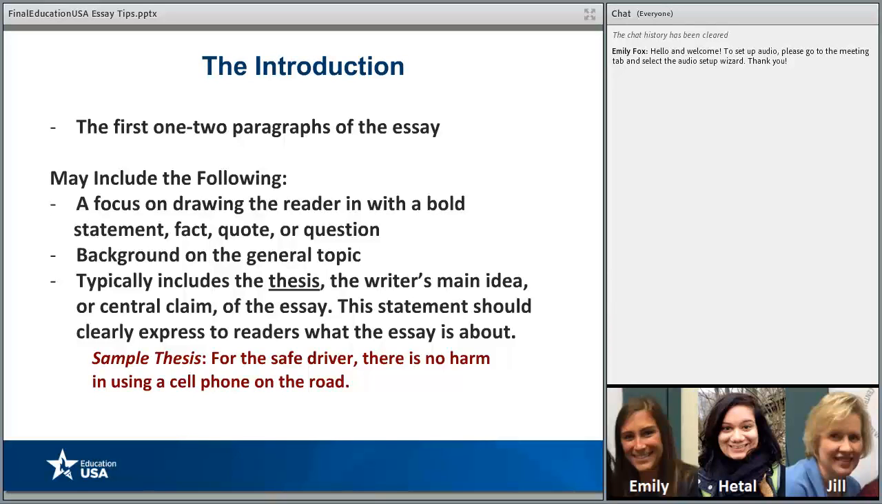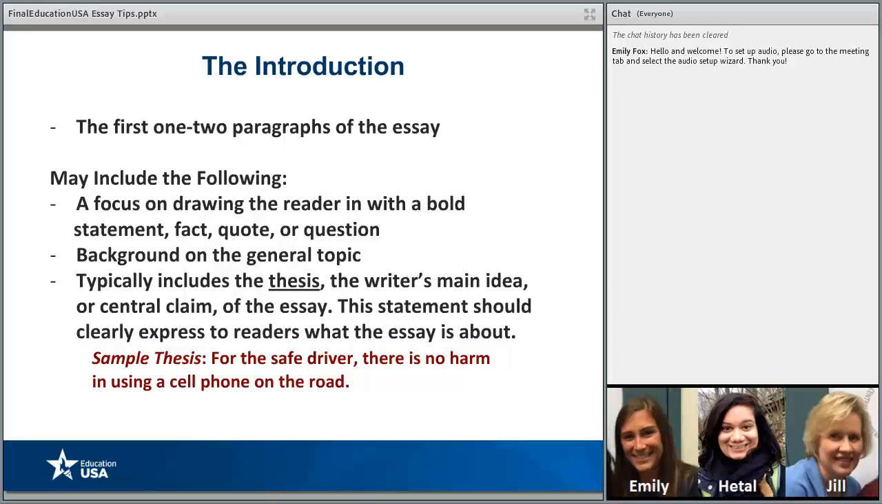And ideally, the goal of your introduction is to state what your essay is really about. So it's your main idea, the central claim that you're trying to make in the essay. And we make a big deal about thesis statements in college writing classes. The reason is that it really forces you as the student to be able to articulate the point of your essay in 1 to 2 sentences.